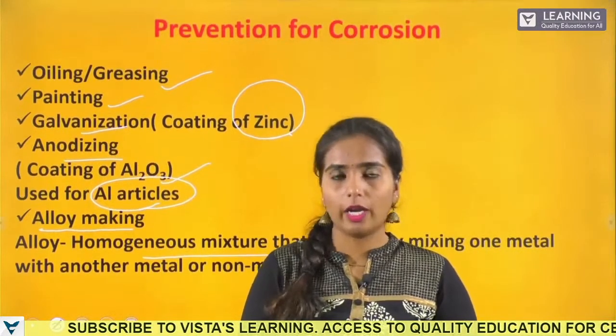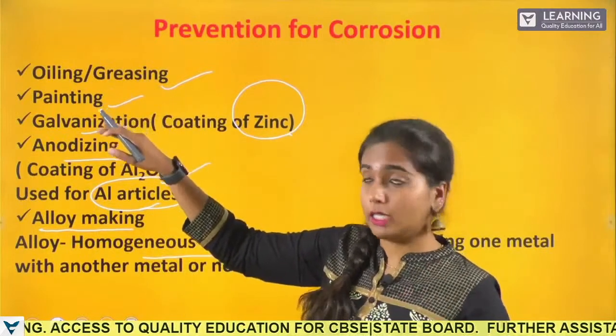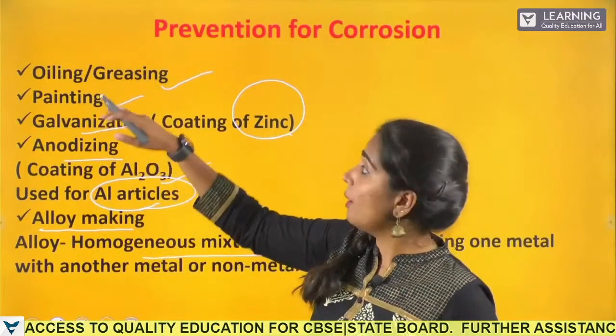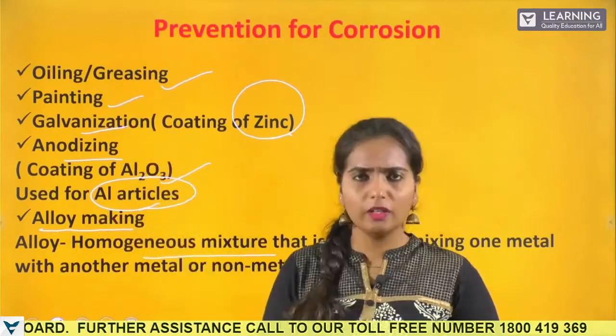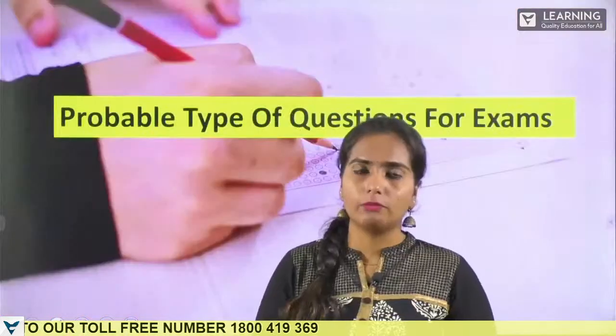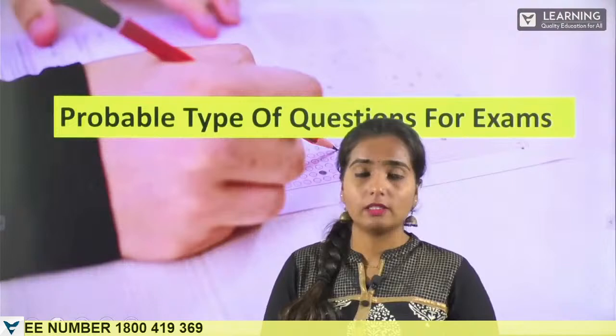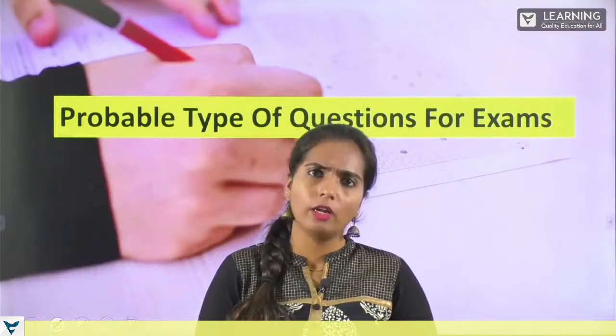You remember it, right? All the points: oiling or greasing, painting, galvanization, anodizing, and alloy making. Right? Okay. This is the end of our chapter on metals and non-metals. Now let us look at the probable types of questions which can be asked in your exams.